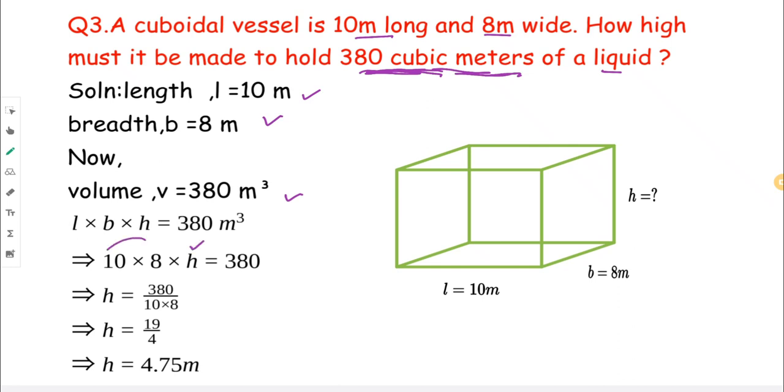So now this 10 into 8 will go down to the denominator. I can divide this 0 and 0, then 2 4s are 8, then 2 1s are 2, 2 9s are 18. I'm going to get 19 by 4, which if we divide, we're going to get the height to be equal to 4.75 meter.